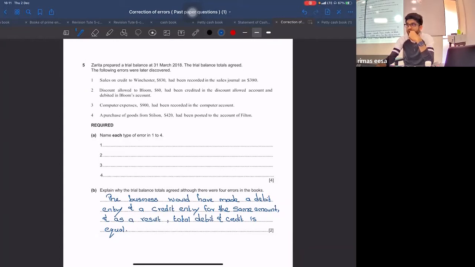What do you think is the name? Original entry. If the amount is wrong, it should definitely be original entry. Is that clear? Correct. You're selling to Winchester 830 and you have gone and entered as how much? 380. So if you go and enter the wrong value, the name of the error is original entry.